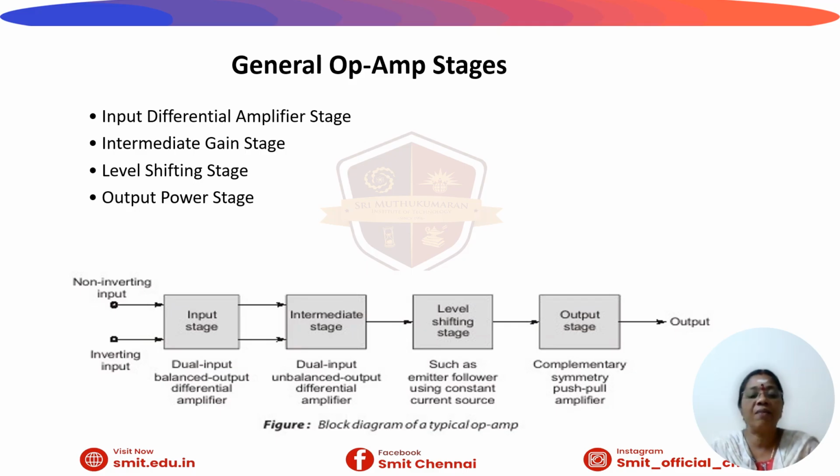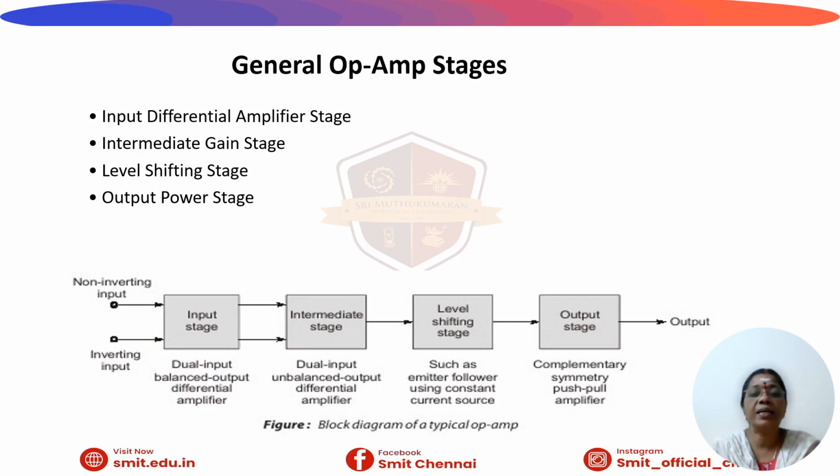Next is the level shifting stage, because the three stages are direct coupled. The DC voltage at the output of the intermediate stage is usually well above zero. The purpose of this stage is to shift the signal level downward to 0 volt with steady shifting down. This ensures that the output can swing both positive and negative with good DC offset.